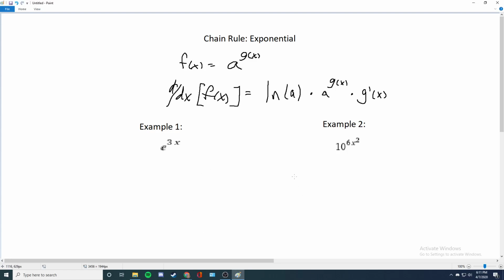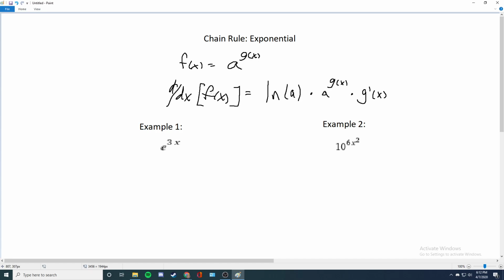In this video, we're going to go over more chain rule problems, this time relating to the exponential functions. So I've got it laid out under here, where we've got a function f of x that's equal to some base a, where a is just an integer number, to the g of x power, where g of x is a function of x.